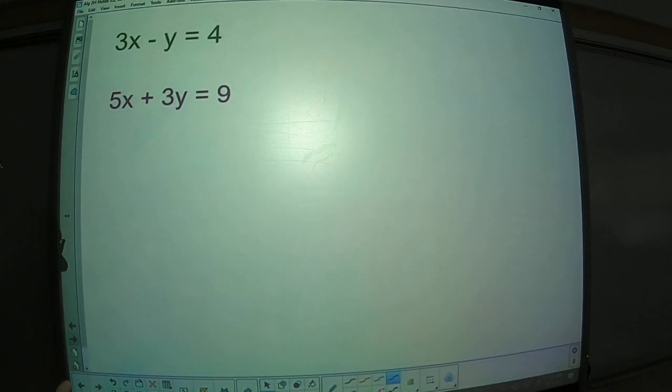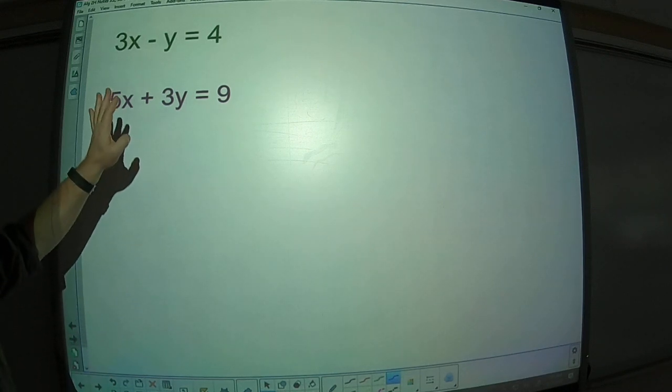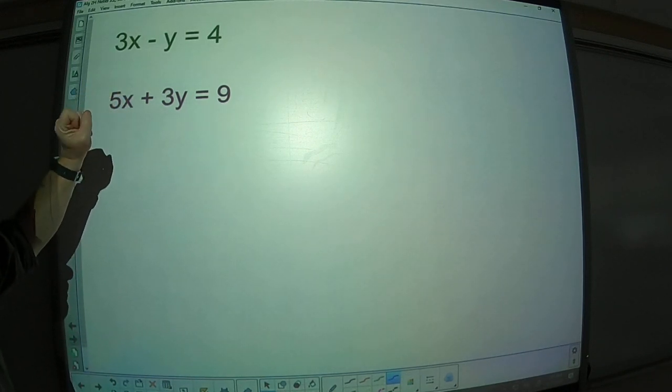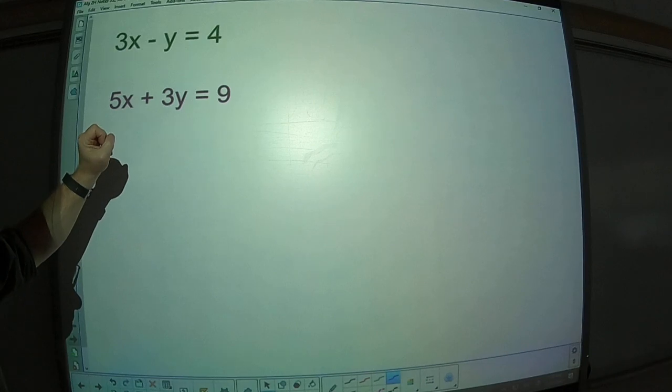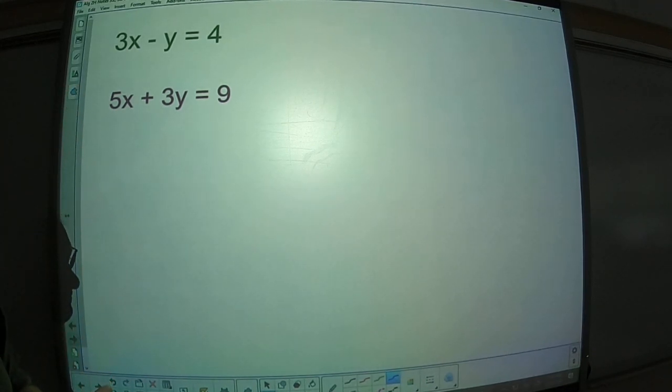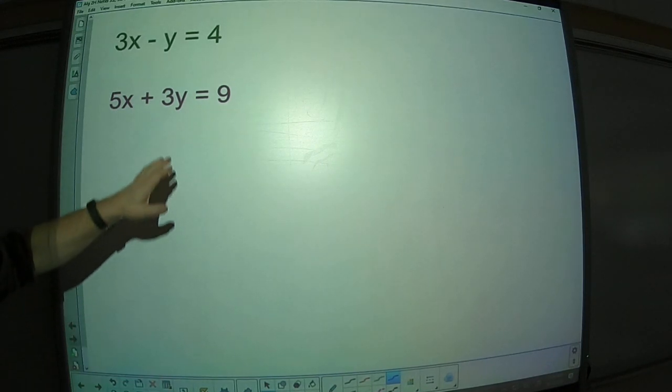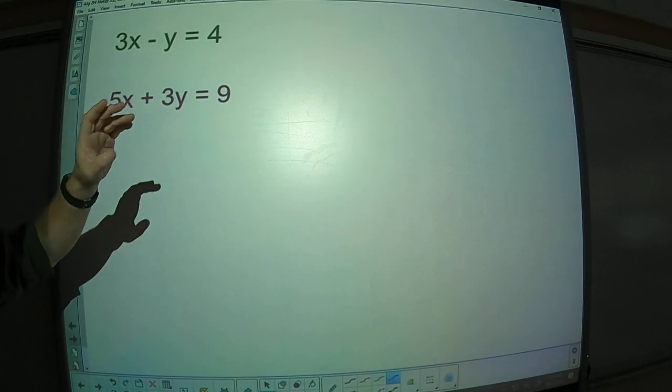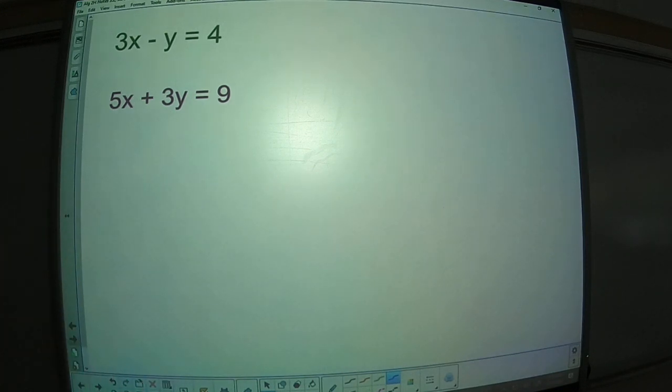I always suggest students start with the one where a variable has either a 1 or a -1 coefficient and get that variable by itself. Otherwise, you're giving yourself a lot more grief than you need to. And in this one, if you got x by itself, you'd have fractions all over the place. Here, if you got y by itself, you'd still have a fraction you'd have to deal with.